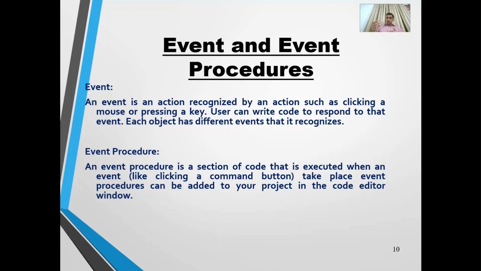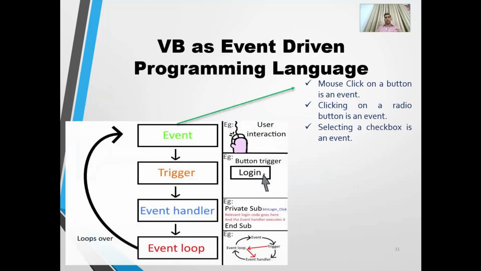And what is an event procedure? An event procedure is a section of code that is executed when an event takes place. Event procedures can be added to our project in the code editor window. So this is an example of VB as an event driven programming language. For example, we think we feel very hot today, so we want to switch on the fan. Then what will we do? We press the switch, the button of the fan, and then the fan will automatically run.